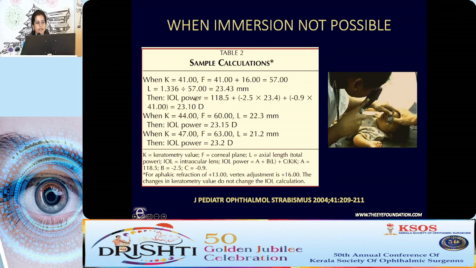And from that, we can calculate the IOL power in the formula by dividing it with the refractive index. We get a rough axial length, and from that we can do that. So this is another technique which has been described, which can be done.